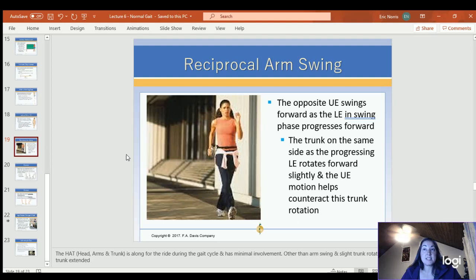So far we've basically talked all about legs from the hips below, and we haven't talked about the head, arms, and trunk. So we call that the hat, whether we're talking about balance or gait. The head, arms, and trunk are referred to as the hat, and typically the hat is just along for the ride throughout the gait cycle. It's not doing very much. Other than this reciprocal arm swing and slight trunk rotation, the only thing the head, arms, and trunk do, the head stays erect, the shoulders stay level, and the trunk stays extended. So they just maintain a good alignment in an ideal gait pattern.